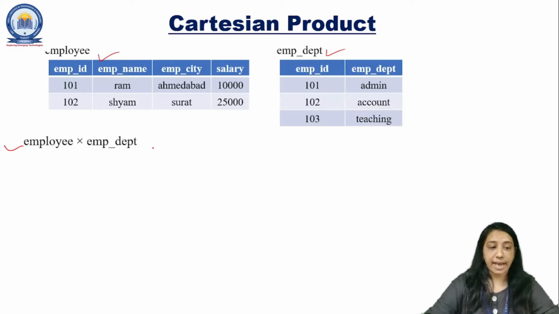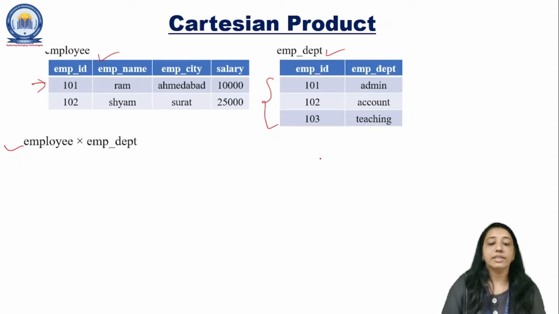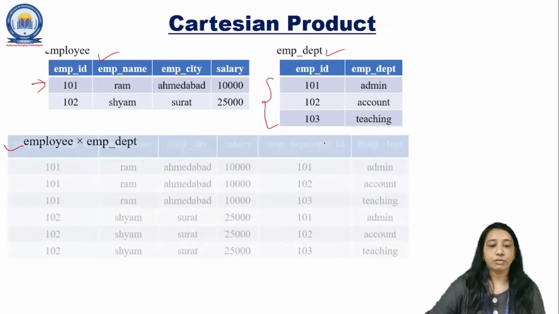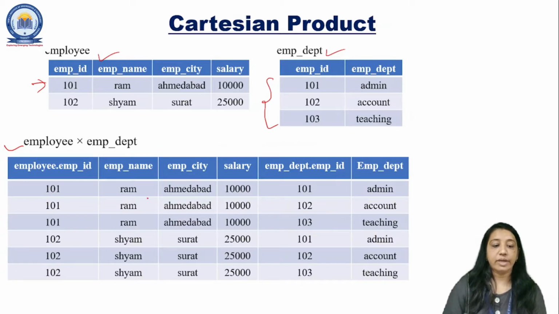Now if we do the operation employee cross EMP_department, what should happen? Each row of the first table, that is employee, is going to be combined with each row of the second table. The first row, ID 101, is going to be combined with all three rows. Let's see the output. Here you can see 101, Ram, Ahmedabad and salary 10,000 is combined with 101 and admin.